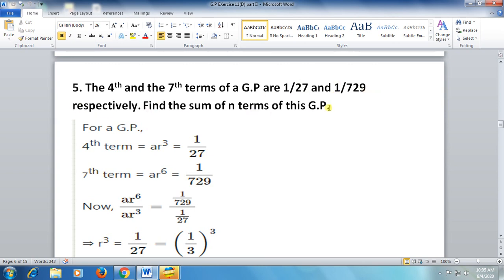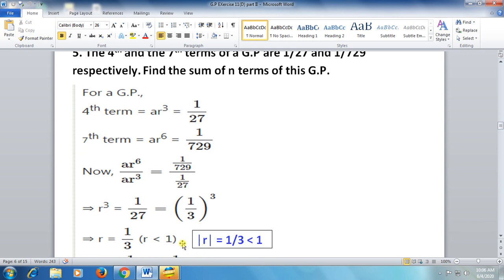Question number 5. The fourth and seventh terms of a GP are 1 by 27 and 1 by 729 respectively. Find the sum of n terms of a GP. So the fourth term is given as a r cube, its value is 1 by 27. The seventh term is given as a r to the power of 6, which is 1 by 729. When the values of two terms are given, to find the GP we need a and r, that is common ratio. We divide one term by the other: the seventh term by the fourth term gives 1 by 729 by 1 by 27. After simplification, the value of r will be equal to 1 by 3, which is less than 1.